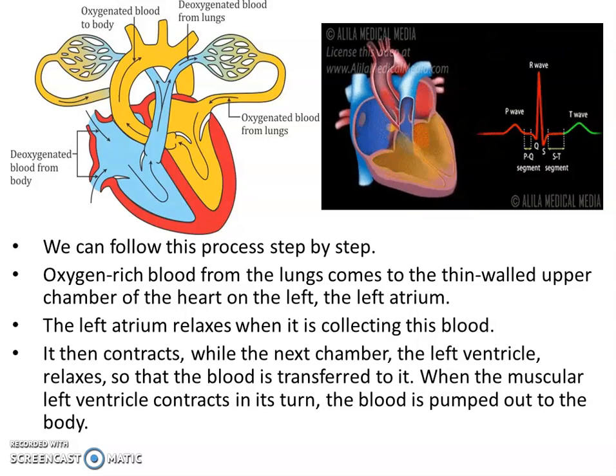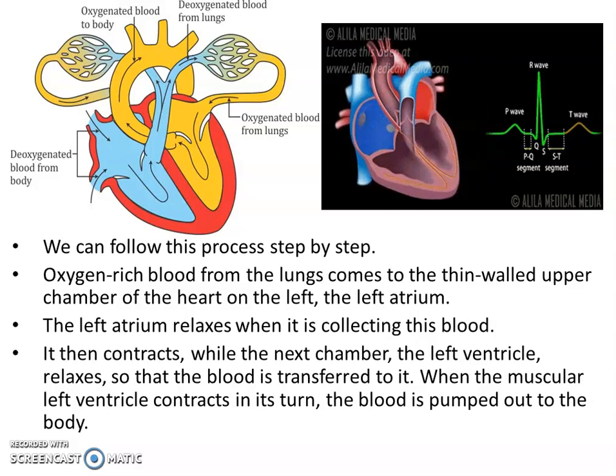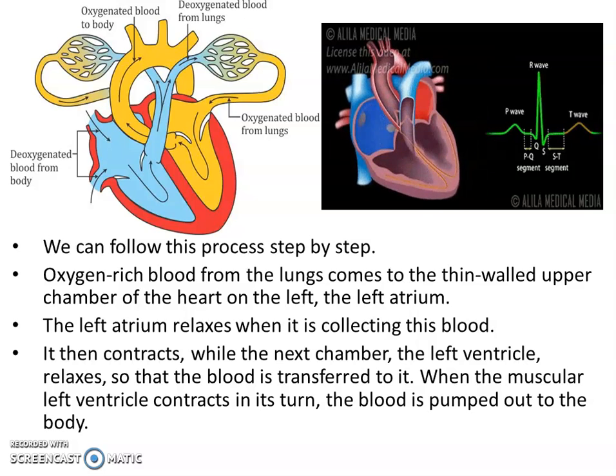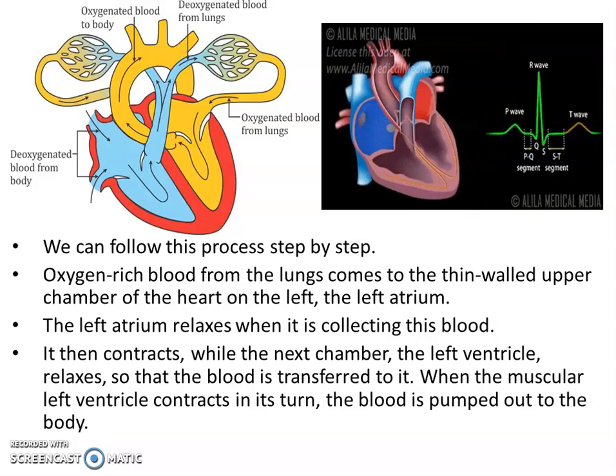Okay, so it will reach the left atrium, and once the left atrium receives the blood, how does it receive it? It will be in a relaxed state when it receives the blood. It will be relaxed and open. At that time the blood will fill the left atrium, and once the left atrium is filled, it will push the blood into the next chamber, which is the left ventricle.